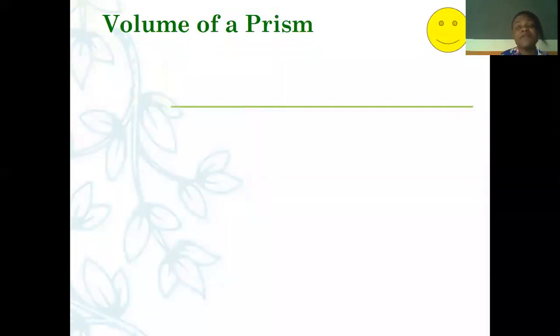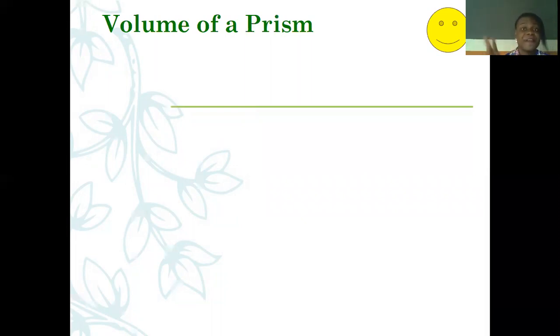Now, before I can talk about the volume of a cylinder, I need to tell you that a cylinder is a special type of prism. Prisms are shapes that have two end faces that are the same, and then they have a height separating those end faces, with other faces sometimes. A cylinder is a special type of prism that has circular faces, and we call it a cylinder.